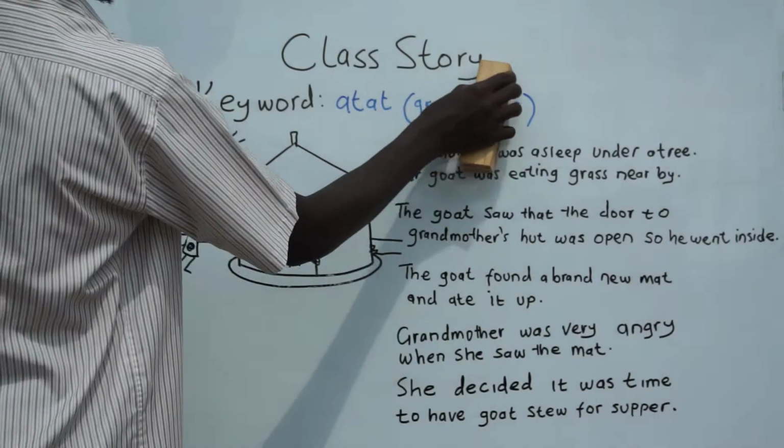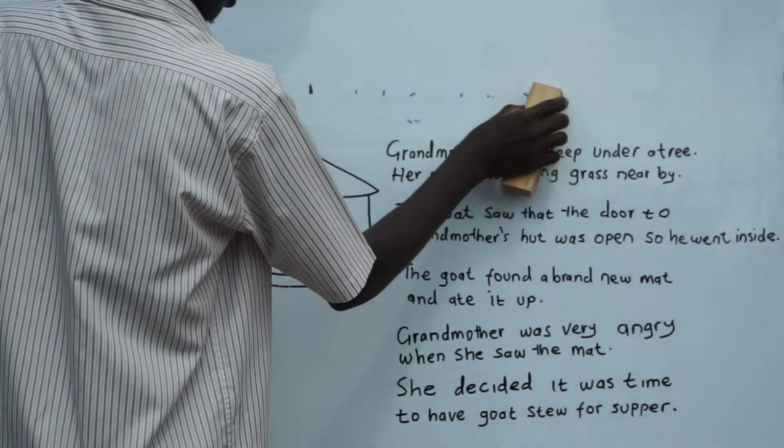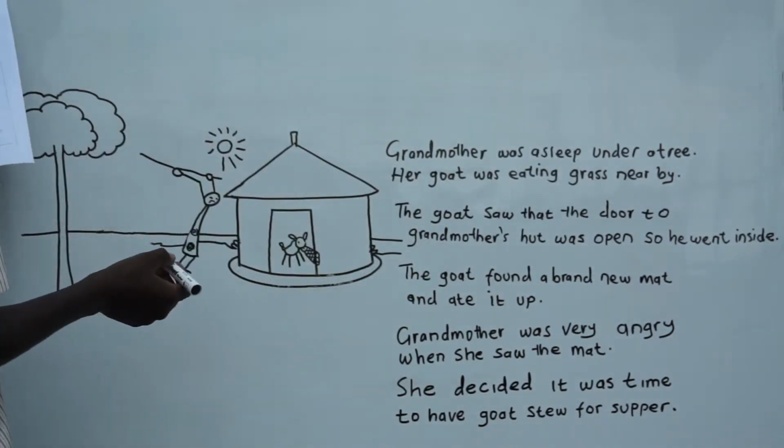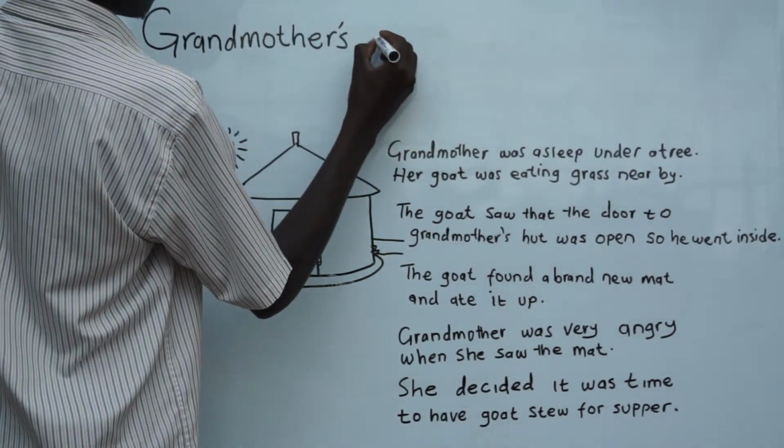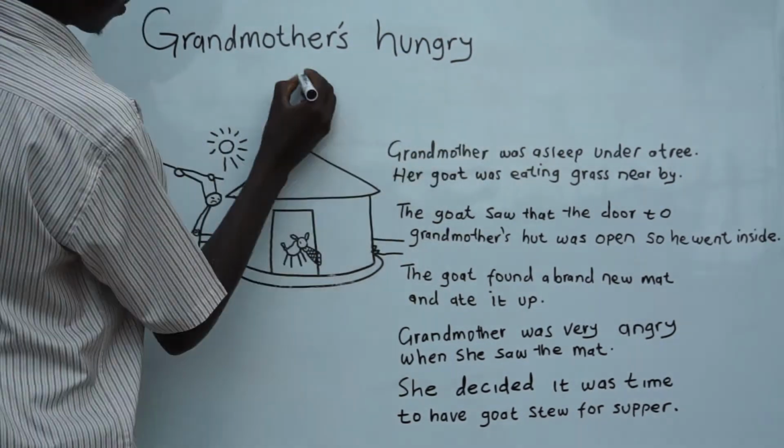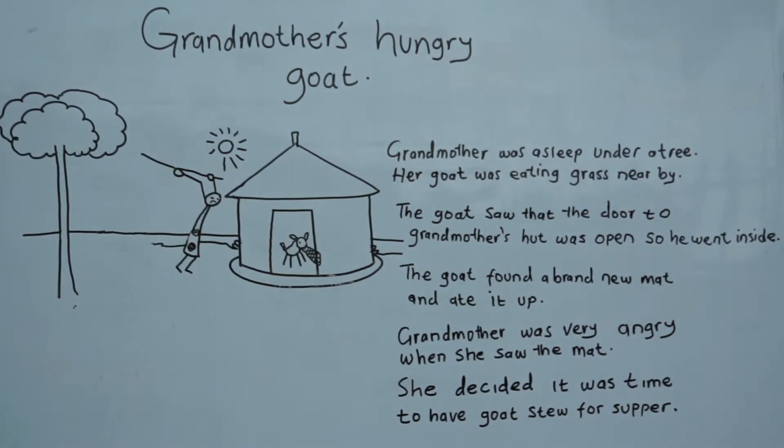As a final step, ask your pupils to think of a good title that will summarize the story well. For example, Grandmother's Hungry Goat. Congratulations! Our fiction story is now complete. It has characters, a setting, and action. It has a beginning, a middle, and an ending.